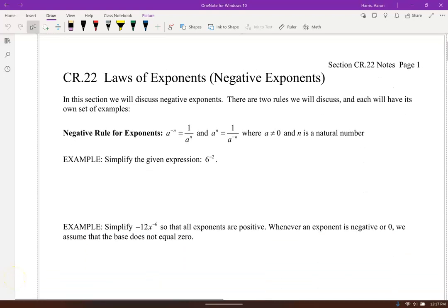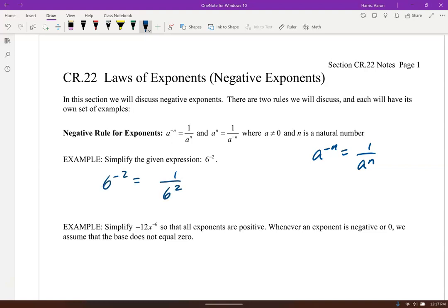Critical review 22, let's take a look at negative exponents. So the negative rule for exponents says a to the negative n means 1 over a to the n, right? And so 6 to the negative 2 means 1 over 6 squared. In other words, 1 over 36.